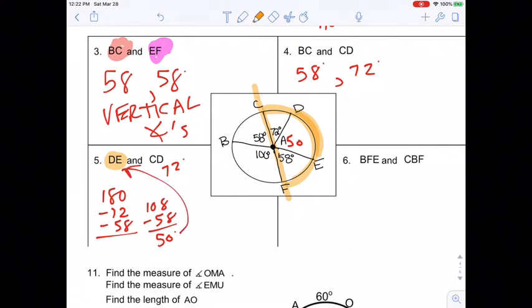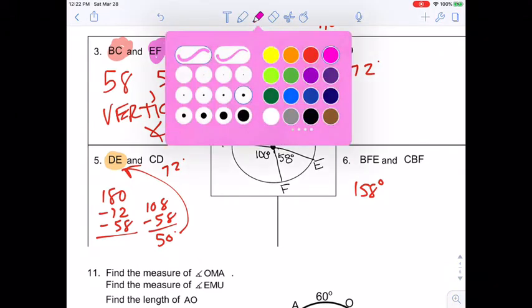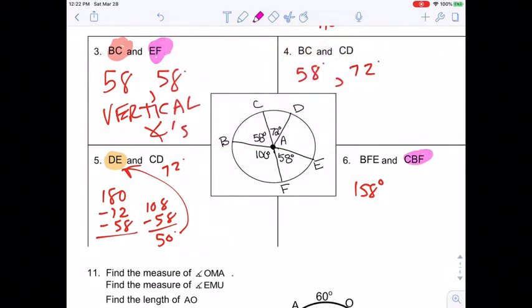So let's talk about these. These are major arcs. If I have a BFE, let's B, then I go to F, then I go to E, I would add those 3 up. That'd be 158 degrees. If I want to figure out what CBF is, I would add those up. Oh my gosh, that's another 158 degrees.